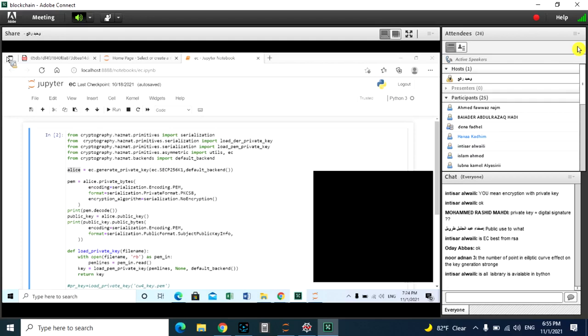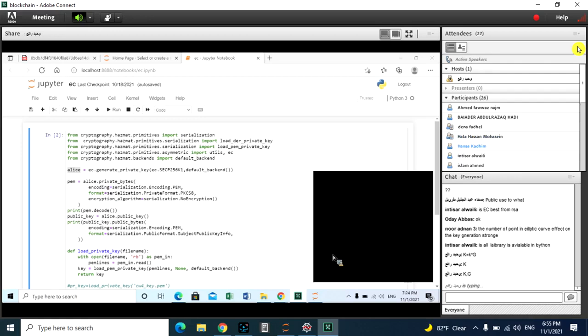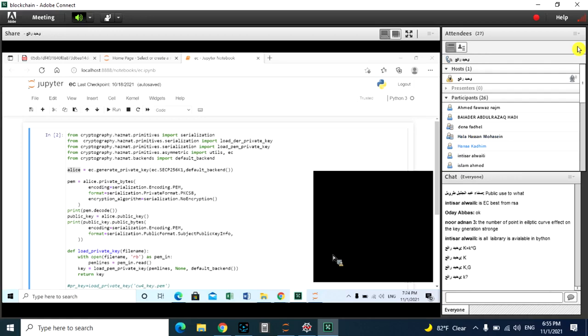The equation is big K equals small k times big G. It's not possible to find small k. Okay, it's not possible, and this makes ECC very strong. Nobody can find the private key. Now, using this command, we have a private key based on the elliptic curve.